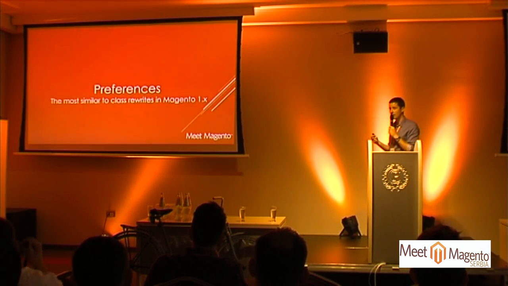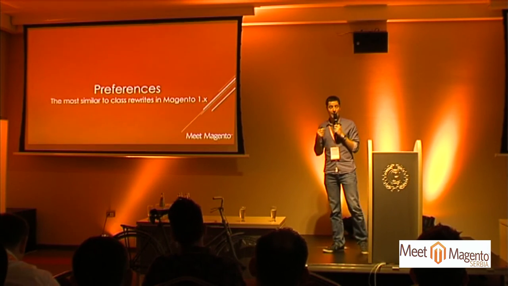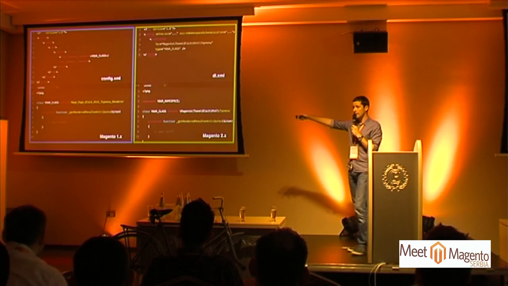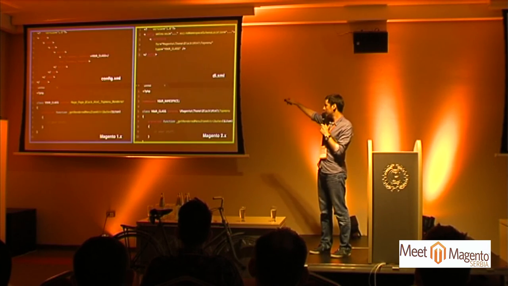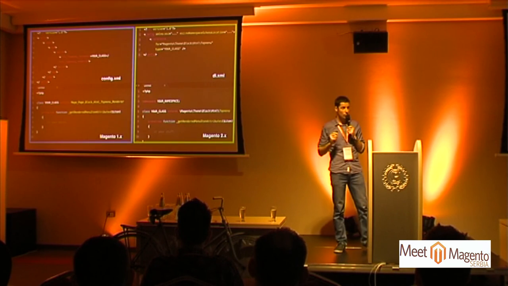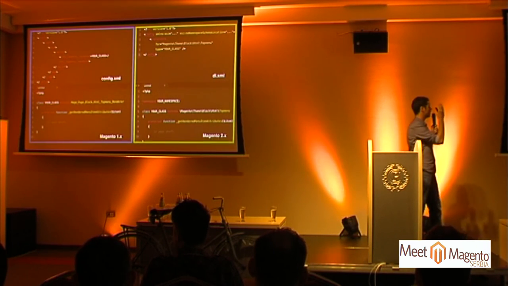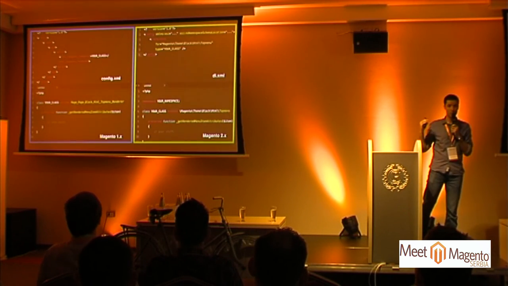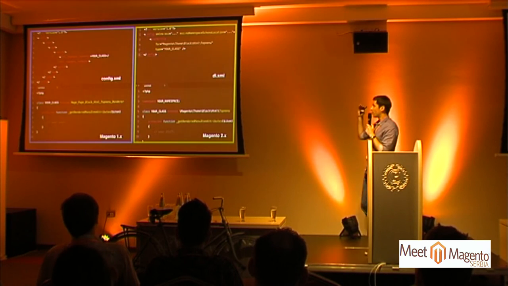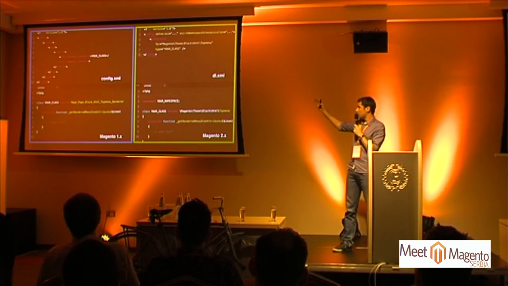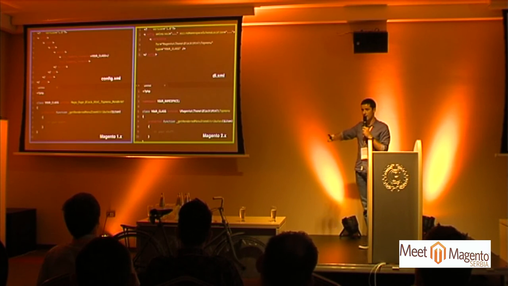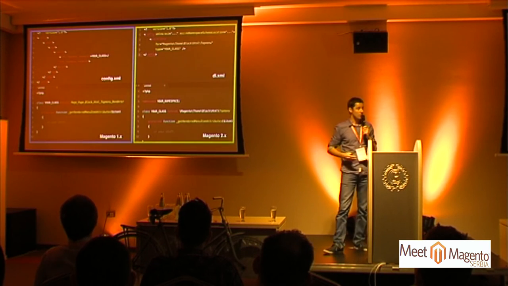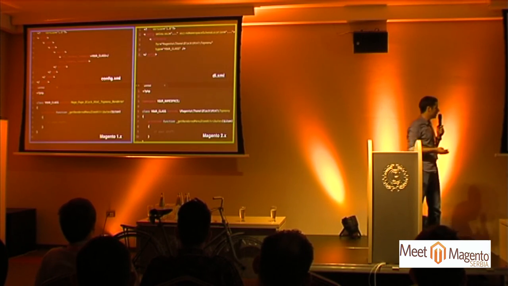Preferences are something that is most similar to class rewrites in Magento 1. To give an example, on the left, this is how we do it in Magento 1, and on the right, this is how we do it in Magento 2. Basically, we are using config XML in Magento 1, and we define rewrites nodes to provide our rewrite. But in Magento 2, we are using di.xml, as we said, and we are using these preference tags. So that's pretty much it.